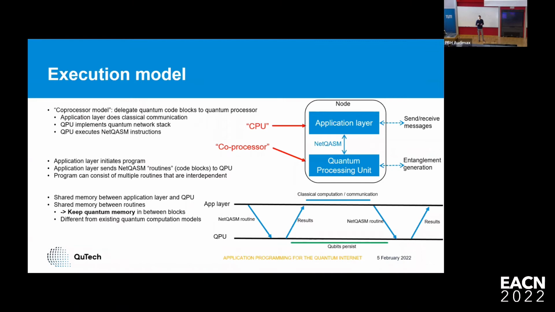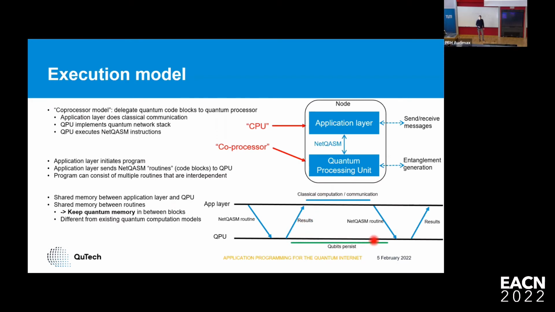Basically, at the end, all the qubits are being read out, and then measurement results are sent back to the classical processing unit. With quantum network codes, what we sometimes might need is that the application layer sends a routine or a block of NetQASM code to the quantum processing unit. At some point, the quantum processing unit is done executing the quantum code and sends the results back. Maybe then the application layer does some classical computation or some communication with other nodes.